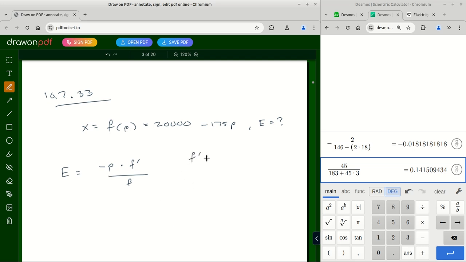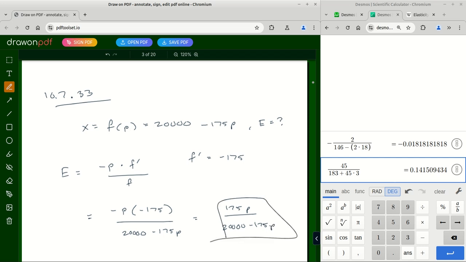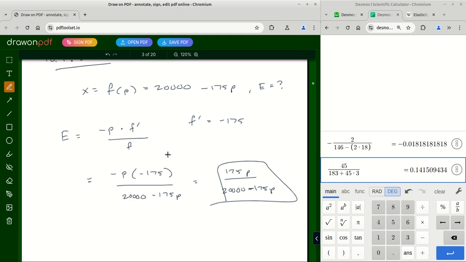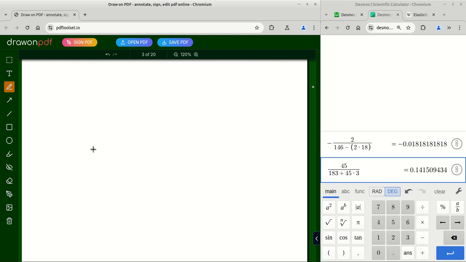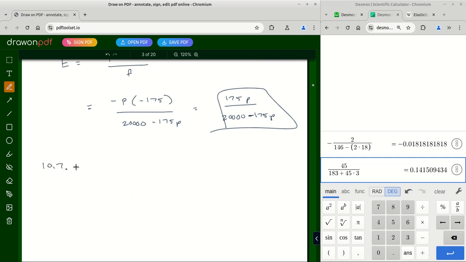So I need an F prime. My derivative would be the negative 175. Again, there's nothing to plug in. That's just what it is. So negative P times a negative 175. Did I say 125? I meant 175. So, 2 negatives make a positive. And we're done. There's nothing else. That's what they want in my math lab, is just with the P's and stuff. If they gave us a P to plug in, then I could tell you elasticity, and that's actually the next question they're asking for here.